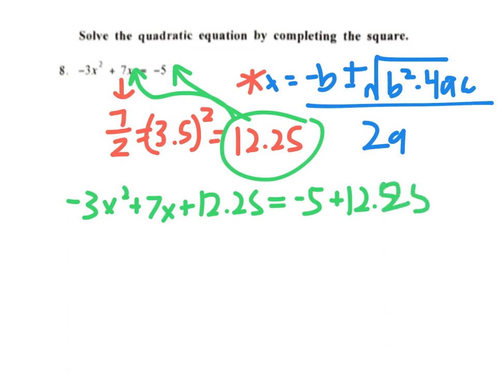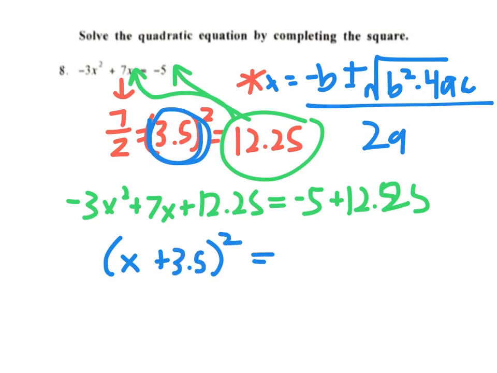So the reason we want to factor or complete the square is because then I can rewrite this left side as x plus whatever our number here was, whatever we got when we cut it in half, squared, and it equals whatever this is on the other side. So 12.25 minus 5 gives me 7.25. And then we can use our previous method where we're solving by square roots to solve for x.